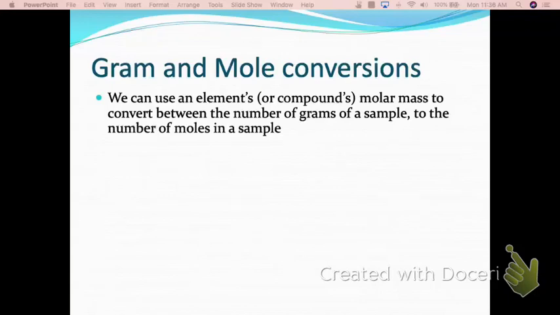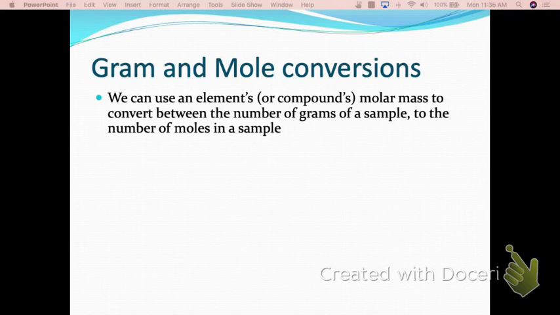We're going to start converting between grams and moles. So let's take a quick walk backward here and think about unit conversions. When we did unit conversions, we converted from centimeters to inches or inches to meters. Do you remember what I'm talking about when I say conversions? We changed the unit. But now we're going to start looking at how we can convert between an element's mass in grams and the number of moles of that element.